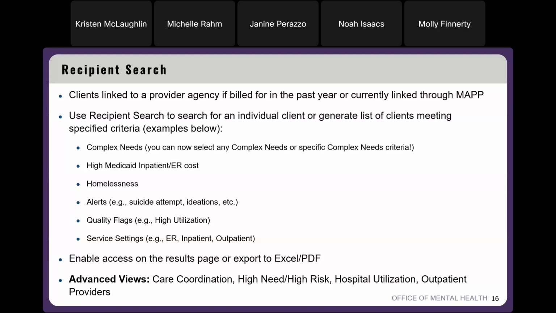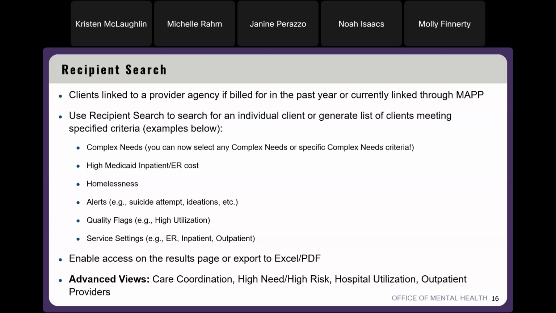Maybe I'm a very large organization and I'm only interested in the ED department. I don't do anything with the inpatient department. You do have the ability to filter for certain service settings, so you're focusing on the individuals that you're serving. We also have the ability to enable access on your different searches, and we're going to go through that process in a moment. And then there's also advanced views.